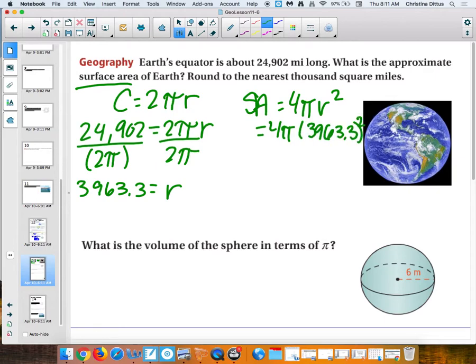3963.3 squared. Square it, I would hit equals and then times 4 times pi. And you should get a huge number. 197,389,368.9. So if I round up, 197,389,369 miles.